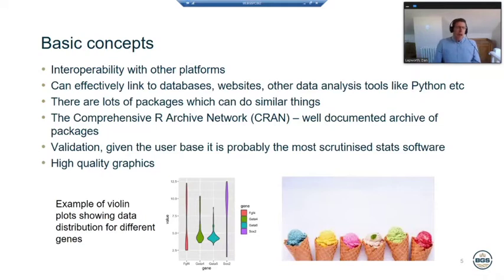It's been heavily validated as a programming language, because of the large user base it has, and it is probably the most scrutinized stats software in the world. So in that sense, it's gone through a lot of checks and a lot of validation. It's a robust statistical tool, and it produces really high quality graphics at the end of the day. There's an example at the bottom there which shows a violin plot, which is like a box plot, but also shows the distribution of data, which can be done in one line of code. So it's a very versatile tool, and it can be used to produce very high quality graphics.